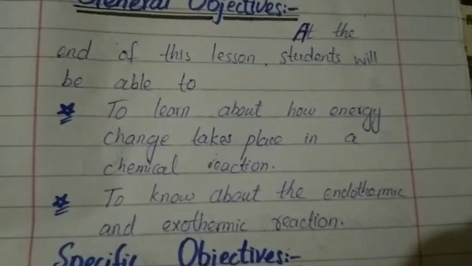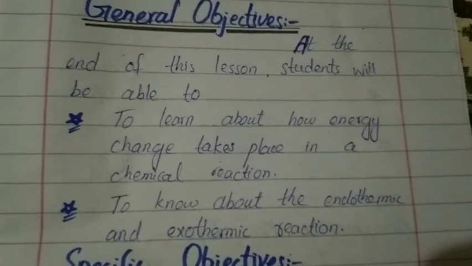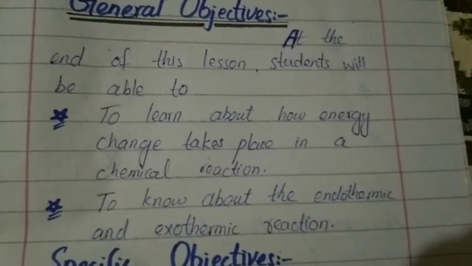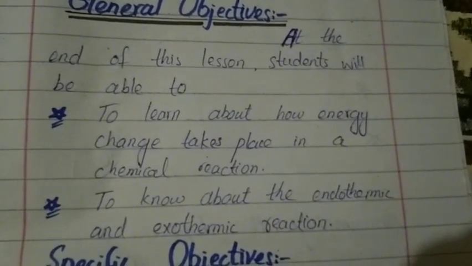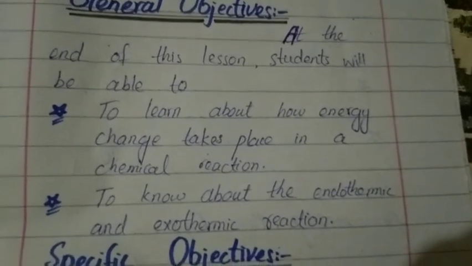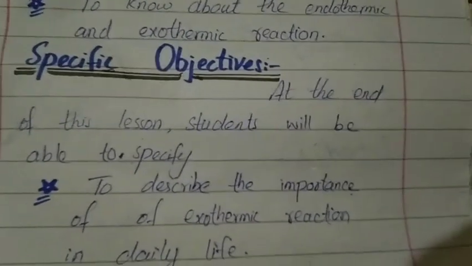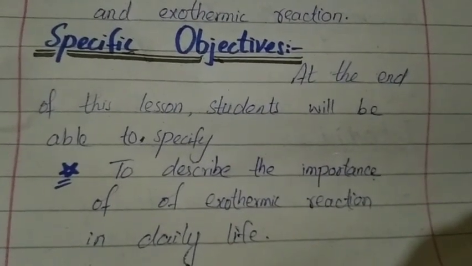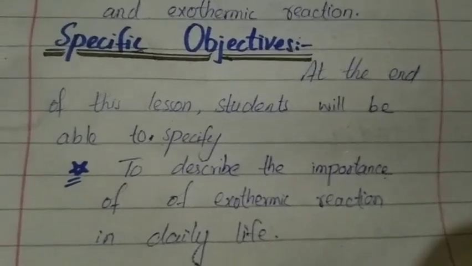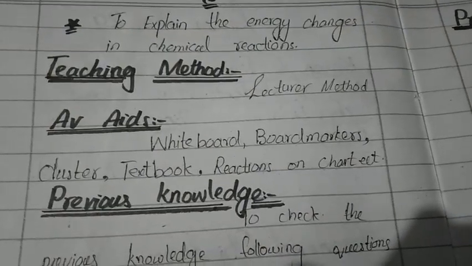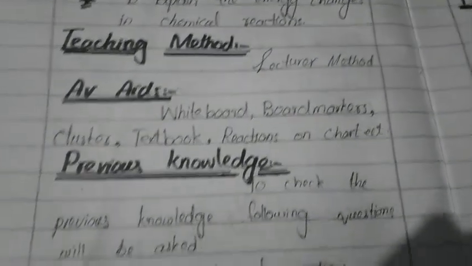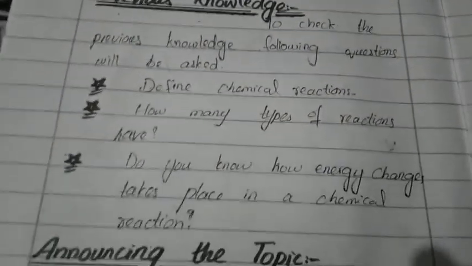General objective: at the end of the lesson, students will be able to learn about how energy change takes place in a chemical reaction, and to know about endothermic and exothermic reactions. Specific objective: at the end of this lesson, students will be able to describe the importance of exothermic reactions in daily life.